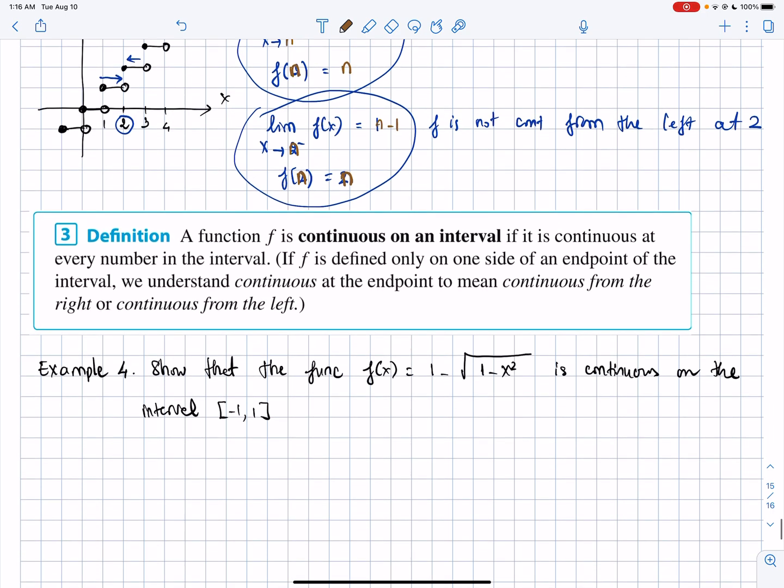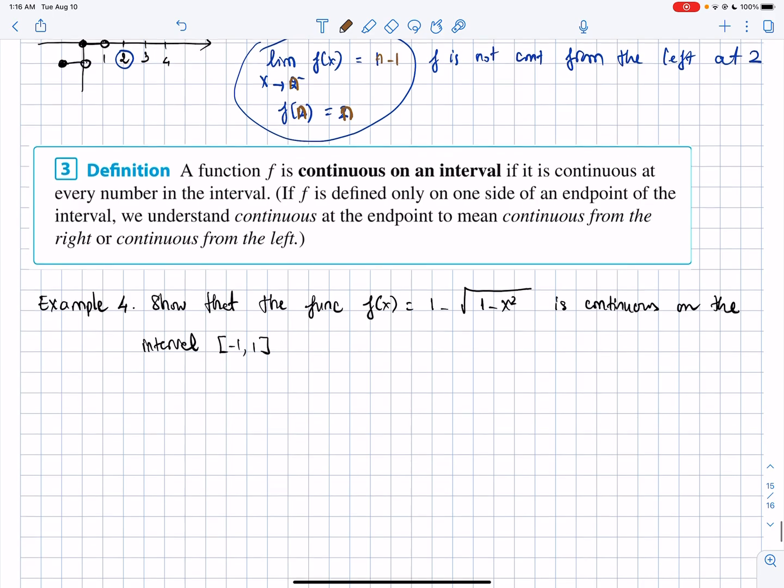Definition number 3. A function f is continuous on an interval if it is continuous at every number in the interval. If f is defined only on one side of an endpoint of the interval, we understand continuous at the endpoint to mean continuous from the right or continuous from the left.